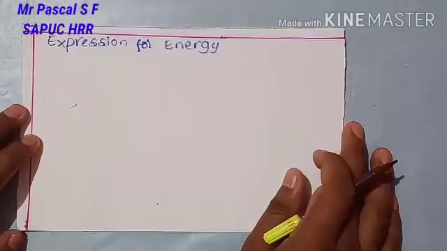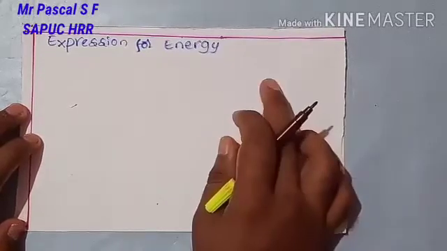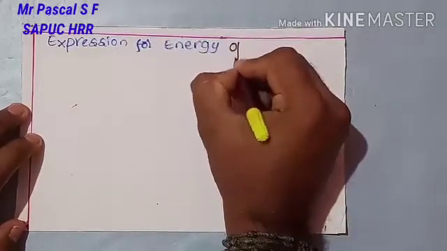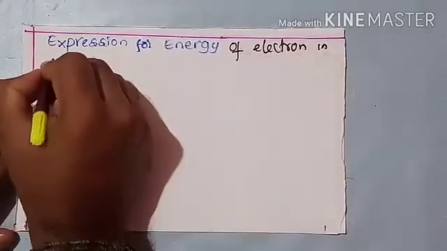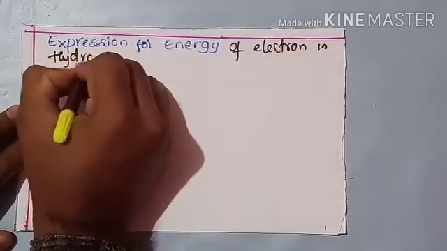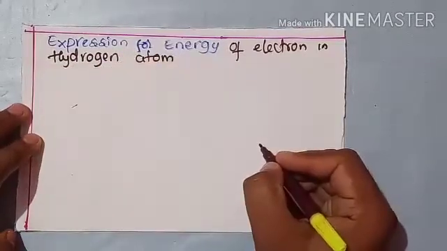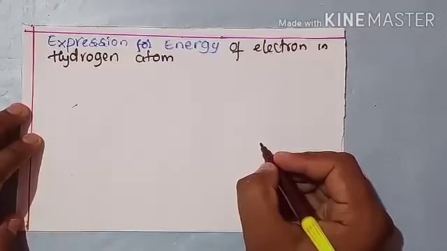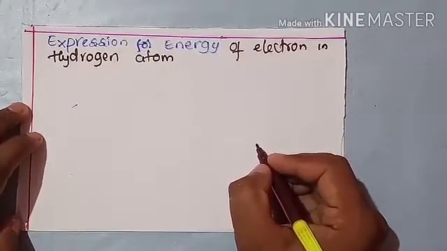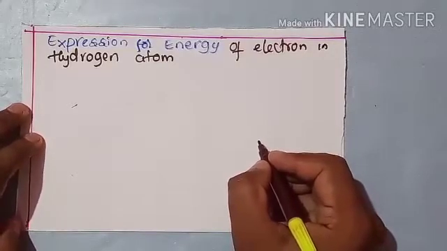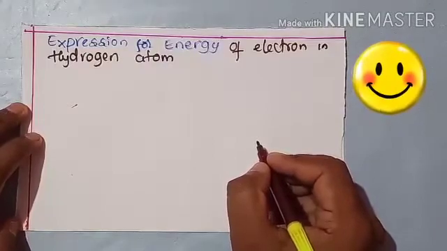Good morning, dear students. Today we are going to derive one expression, that is the expression for the energy of an electron in the hydrogen atom, by using Rutherford's atomic model. Now we are all familiar with the Rutherford atomic model. By using that model, we are going to derive the expression for energy of an electron in the hydrogen atom.